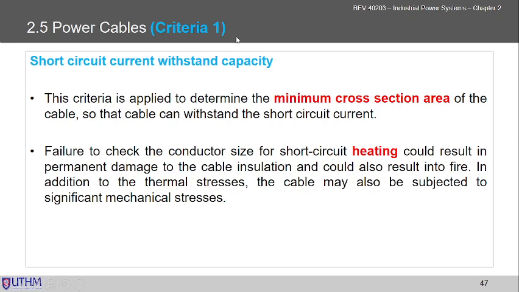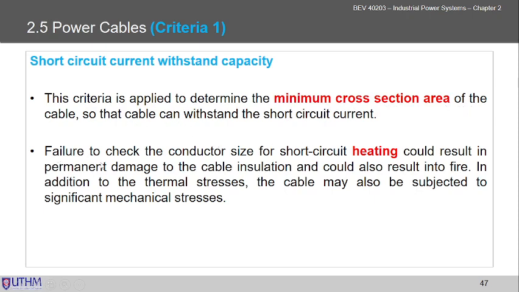Okay, we look at the first criteria, the short circuit current withstand capacity. This is to determine the minimum cross-section area. When you pass the first criteria, it is still not final. You have to go through the second and third criteria as well, the ampacity and the voltage drop. So the first criteria is to find the minimum cross-section area, that means the smallest possible size of the cables.